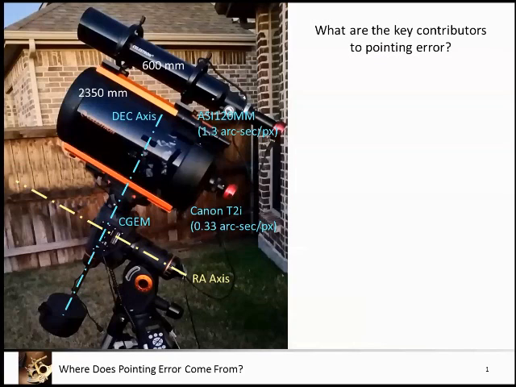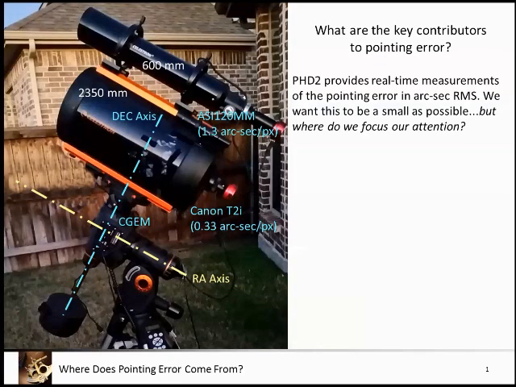It's a mechanical system, so it has imperfections. The atmosphere does not always cooperate. In fact, it rarely cooperates. And so as a result, there is pointing error. Now, PHD2 provides real-time measurements of the pointing error, and we see this all the time when we use the software, in terms of arc seconds RMS. Root mean square is what that means. We want this to be as small as possible.